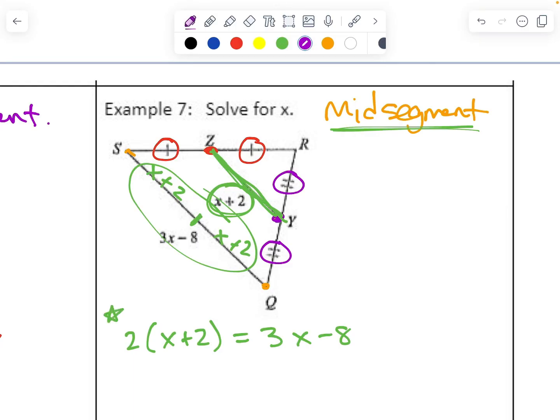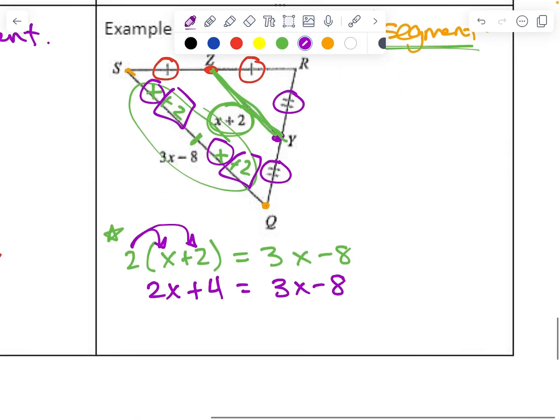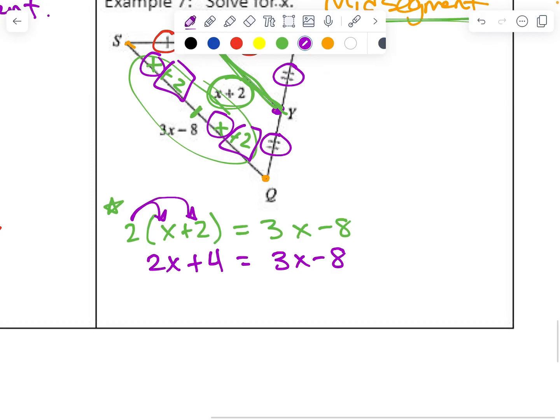So if you combine your like terms, x and x, you'll get the same thing that I get whenever I do 2 times x, 2x. If you combine your plain numbers here, 2 plus 2, you'll get the same thing that I get when I do my distribution, 4. And that equals 3x minus 8. And we're going to now solve.